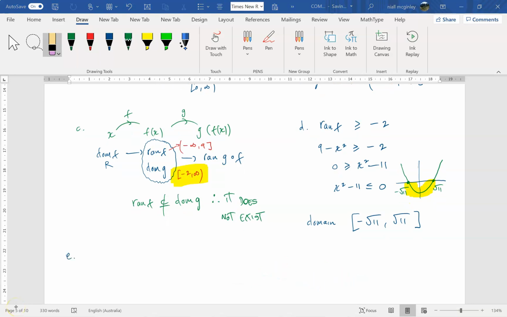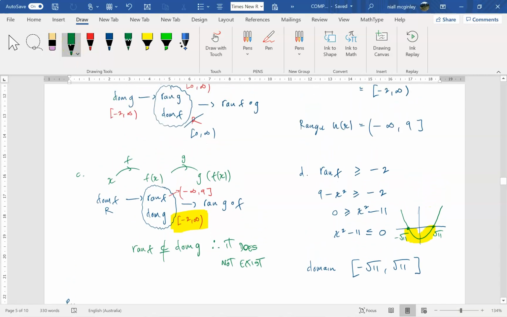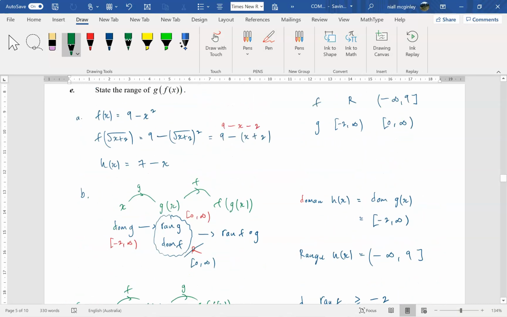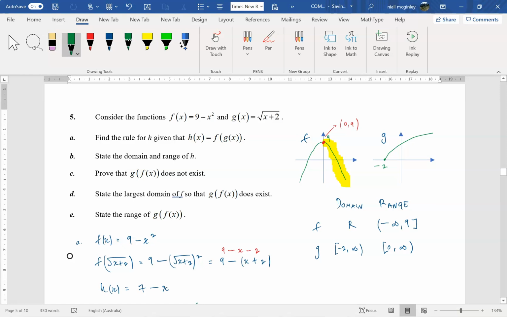So for E, we want to look at what the range is going to be. So we know that from before, this is going to change now. So the domain of f is going to be minus root 11 to root 11, including those values. So if we just look at the graph for f, for the first part of the composite function, it's going from minus root 11, should be about here, to root 11, which is here.